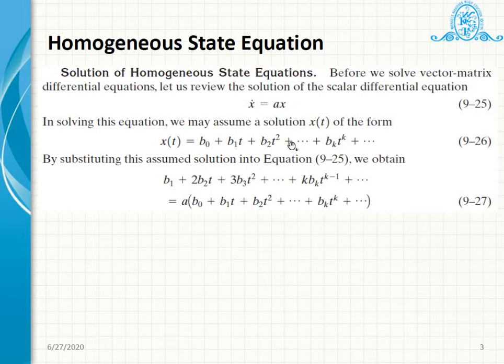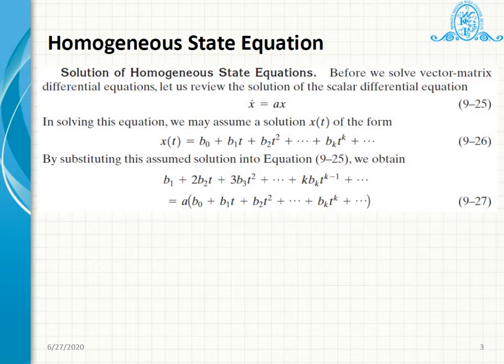So this x dot that we obtain by differentiating, and this x, if we substitute here, we get this sort of equation, 9.27. So b1 plus 2 b2 t plus 3 b3 t square plus up to k bk t raised to k minus 1 up to infinity. This equation is obtained by differentiating equation 9.26. That is what is written here, and a multiplied by this x of t as in 9.26. So this way we can get the solution.